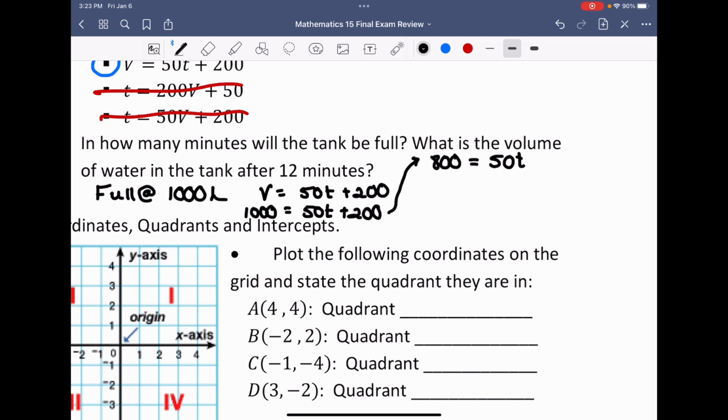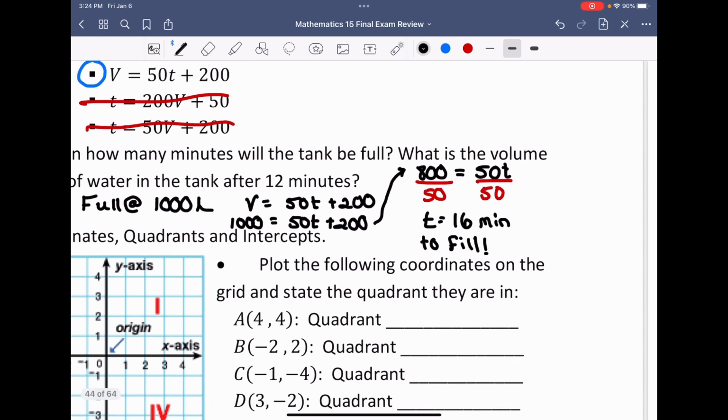And now we have some variable that's attached to some coefficient. And so when we take that 50 and we divide both sides by 50, well, 800 divided by 50, we're going to get an answer of 16. So time is equal to 16 minutes. And we're going to say 16 minutes to fill. So that's for our first part, we know it's going to take 16 minutes to fill this tank.